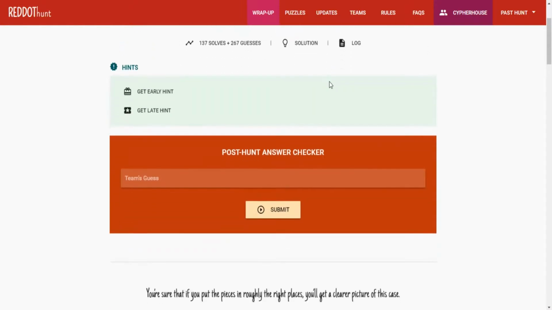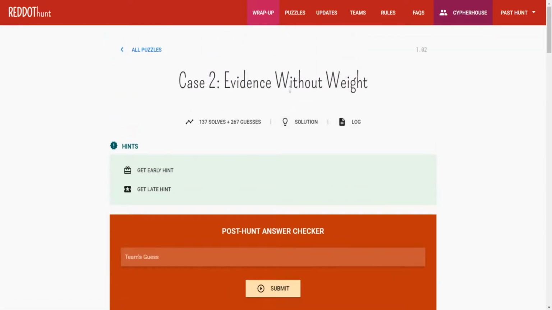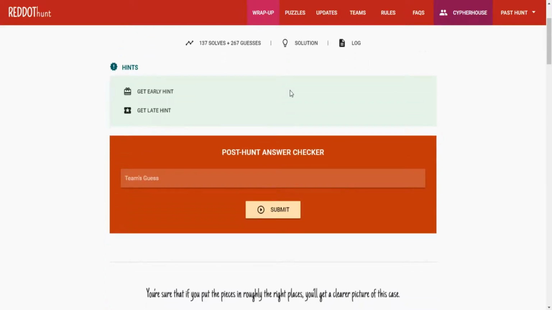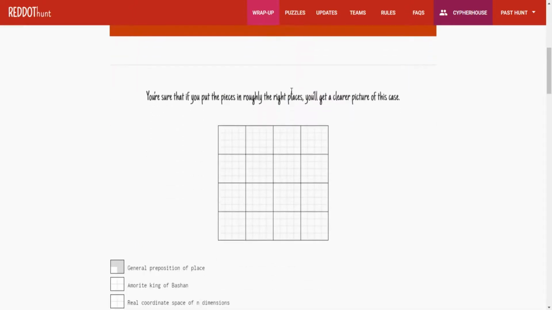So in a similar form to what we did last time, we're going to have to try to solve the clues and the puzzle that's given to us to figure out a final word as our solution. So let's take a look at what we got here today.